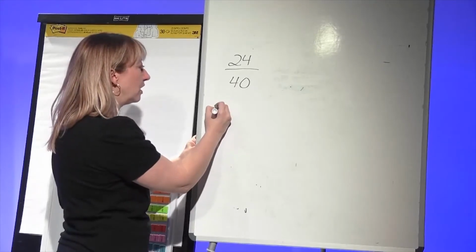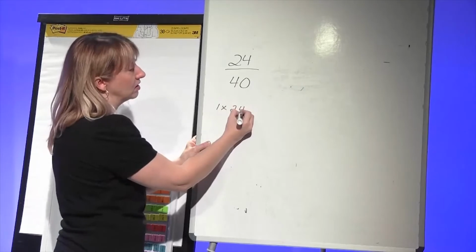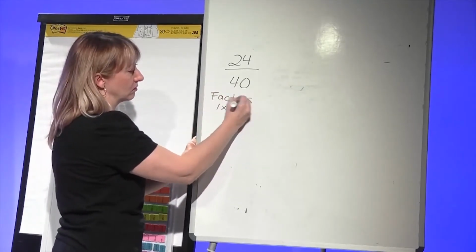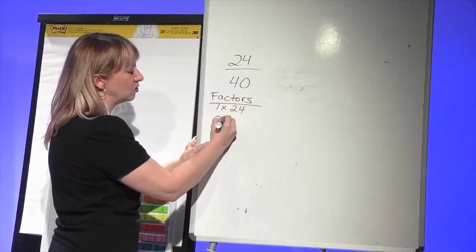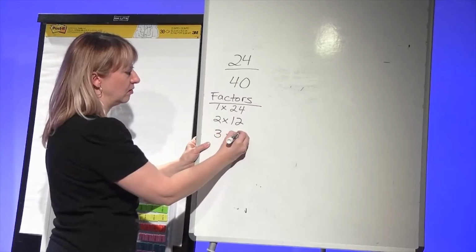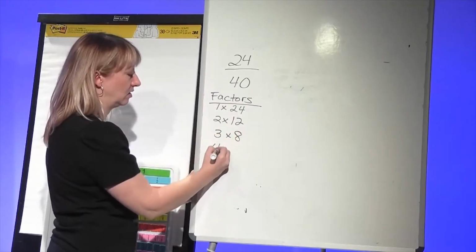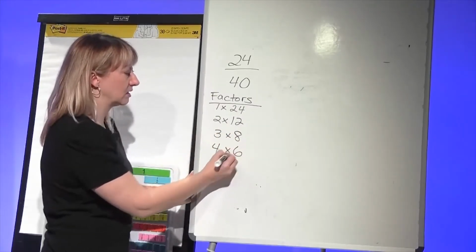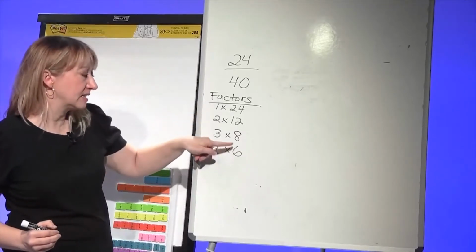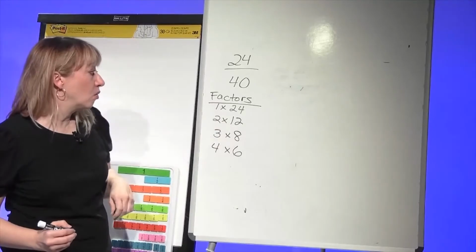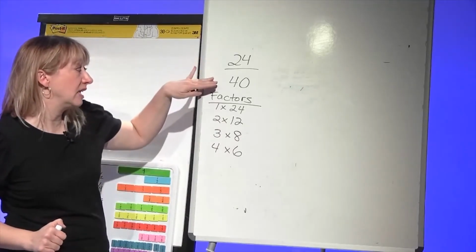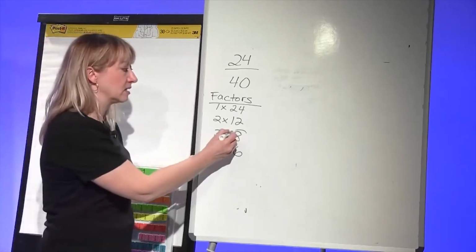So 24 has several factors. 1 times 24, 2 times 12, 3 times 8, 4 times 6. These are all factors, 1, 2, 3, 4, 6, 8, and 12. So which of these can I divide into both 24 and 40? That's going to be 8.